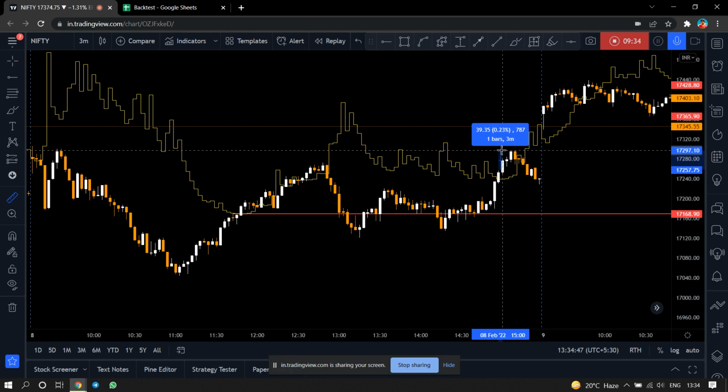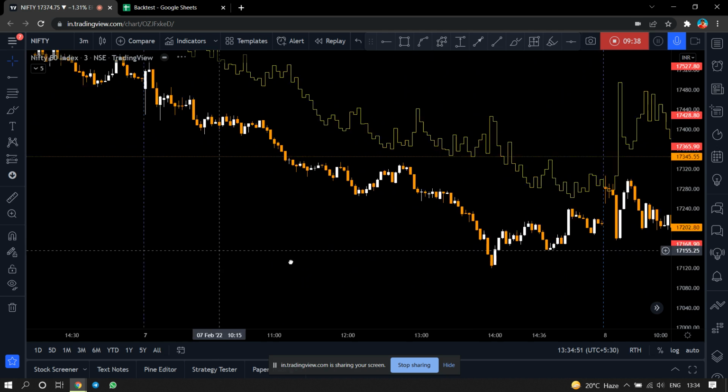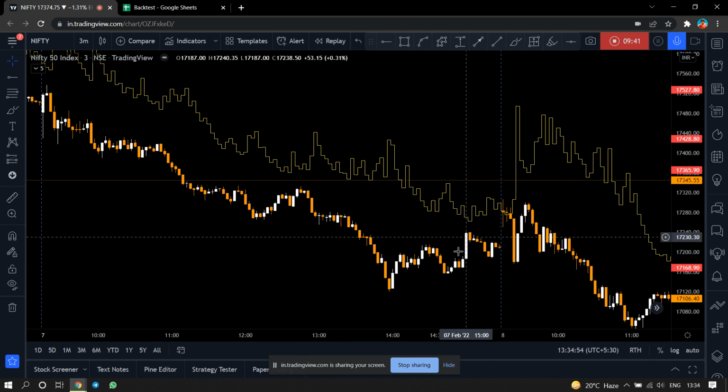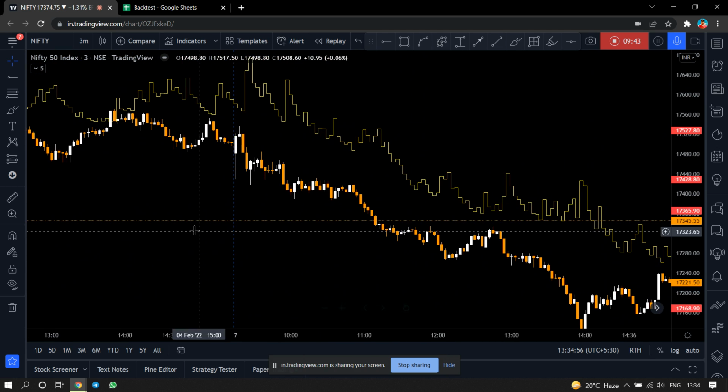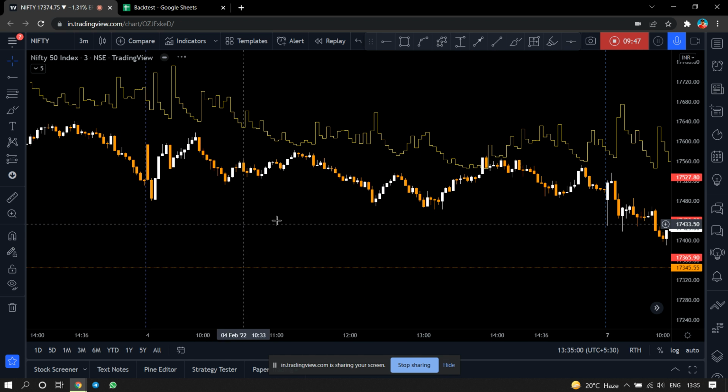Here also you'll see some breakout is happening, we are getting good points, but we'll completely ignore all such trades. On 7th of February we did not get any signal, so we'll avoid. No trading is also a trading decision, because we just have to avoid losses.